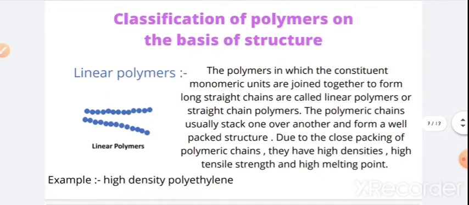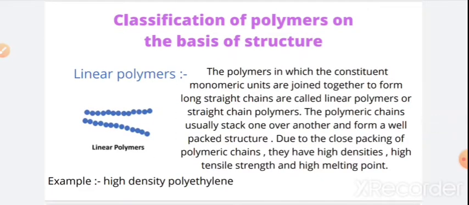One more classification on the basis of their structure. Okay, that classification was on the basis of their origin, and this classification is basically based on their structure. First is linear polymer. A polymer in which the constituent monomeric units are joined together to form a long chain is called a linear polymer or a straight chain polymer.